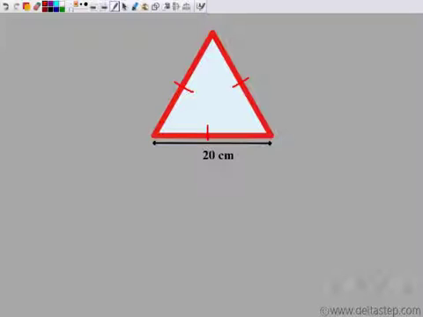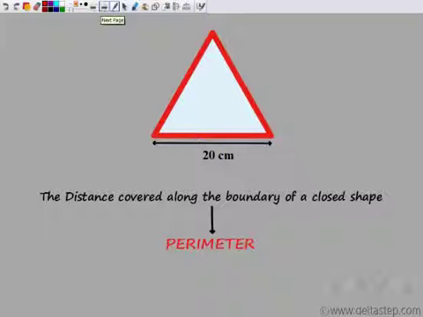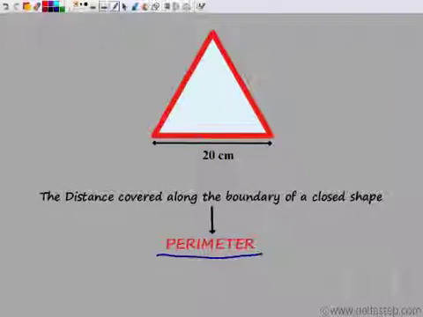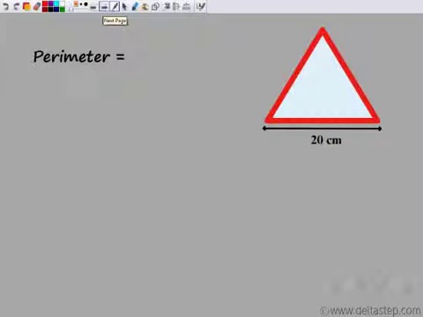Now, the distance along the boundary of this shape is what we call the perimeter. So perimeter is actually the distance along a shape. For an equilateral triangle with side 20, he knows that all the sides would be equal. So perimeter would be 20 plus the second side, which is 20, plus the third side, which is again 20.